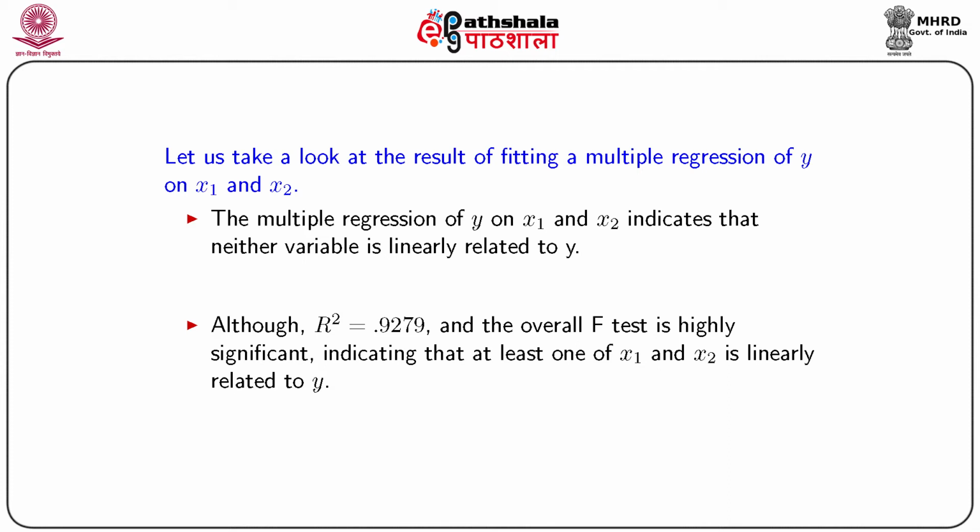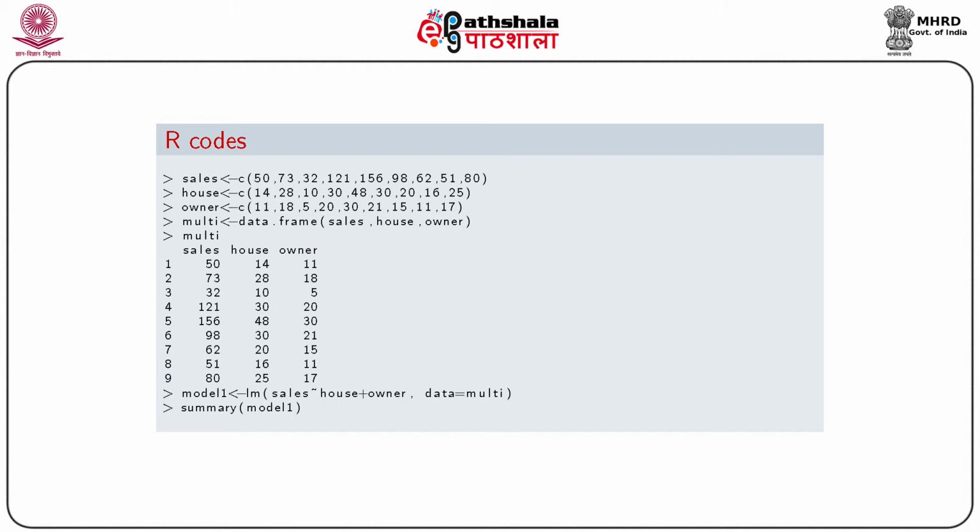As we can see from the fit, the regression of y on x1 and x2 indicates that neither variable x1 nor x2 is linearly related to y. Still, the prediction has been so good that the R square value has turned out to be 0.9279, or 0.93, which is almost as close to 1. And the overall F test is also highly significant, which indicates that at least one of x1 and x2 is linearly related to y.